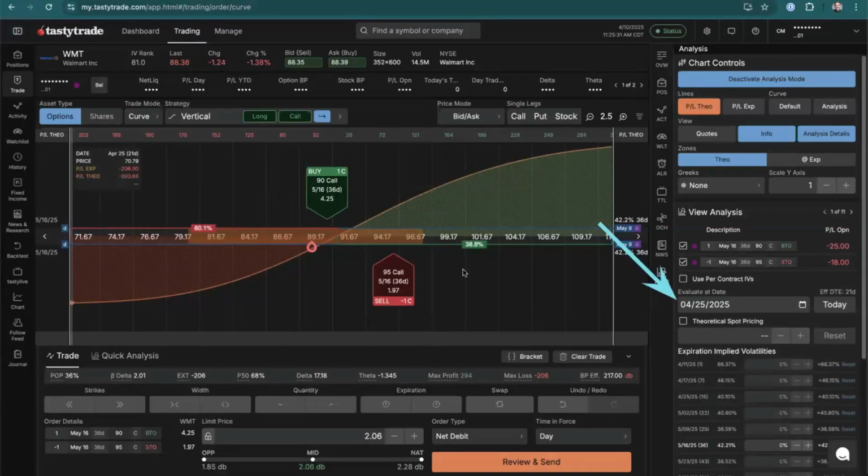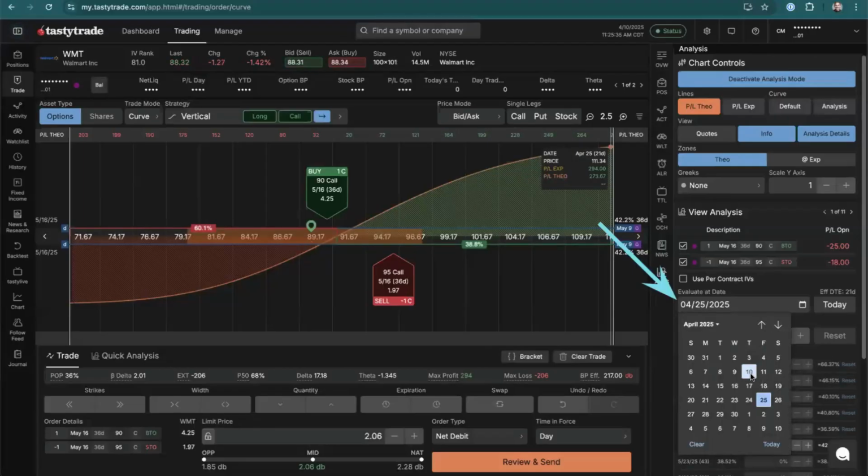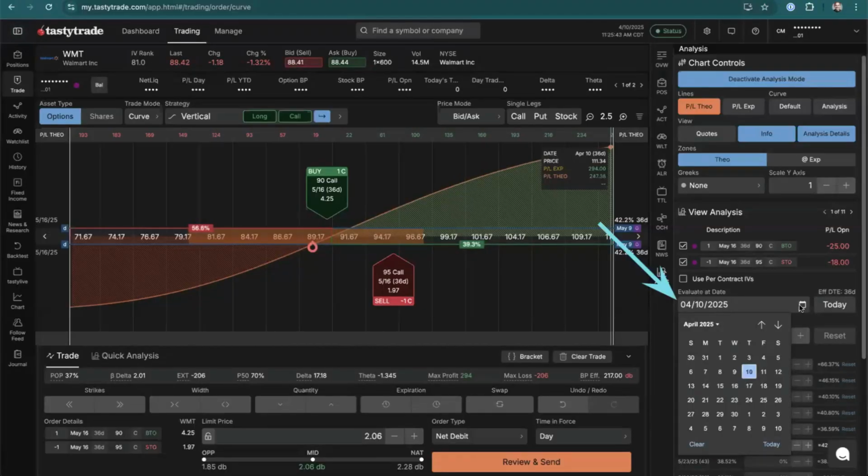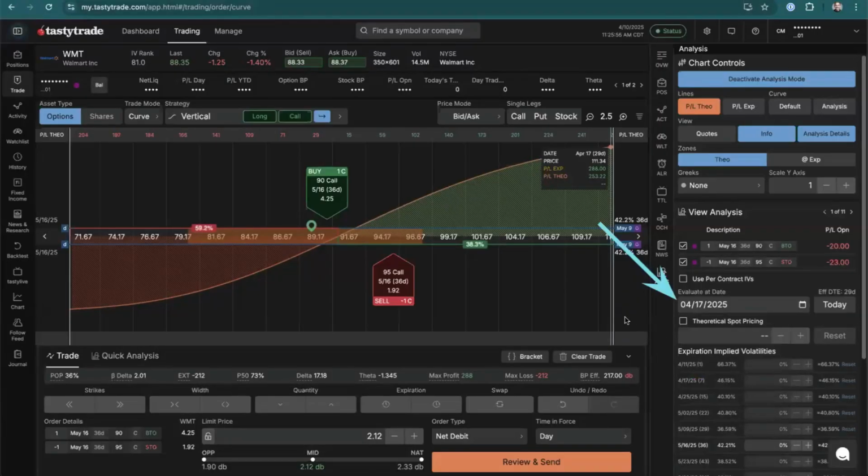But on the flip side, maybe we want to see what this looks like in, say, a week from now. So we can pull up our date here. In this case, we could click on this little calendar icon on the evaluate at date section. Once you go here, you can check on the 17th and see how your strategy would look from a week from now.